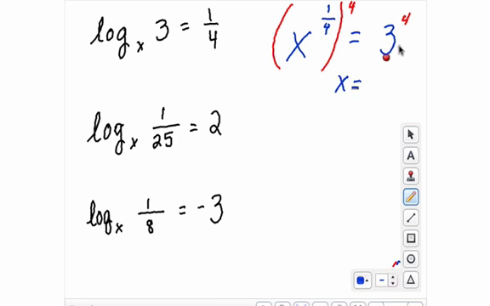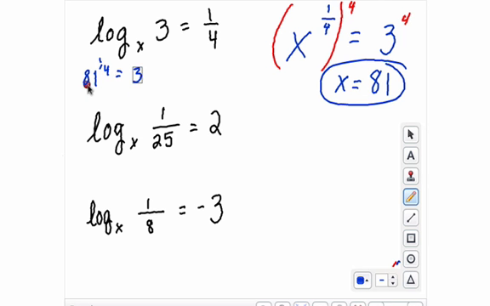And then 3 multiplied by itself 4 times is 81. So 81 to the 1/4, that's your check right over here. Does that equal 3? Well, if you take the 4th root of 81, that equals 3, because 3 times 3 times 3 times 3 is 81. Good.